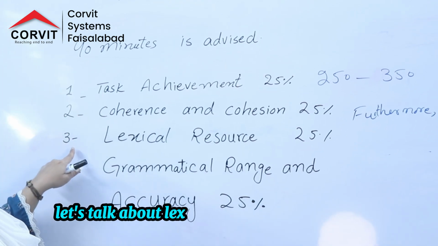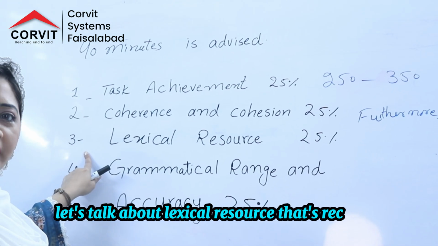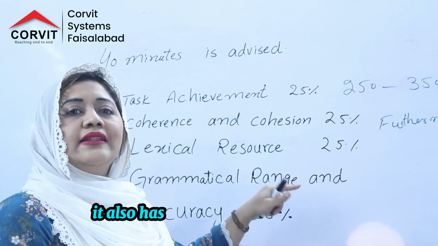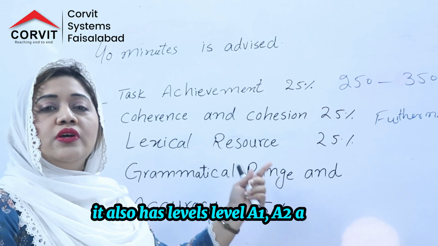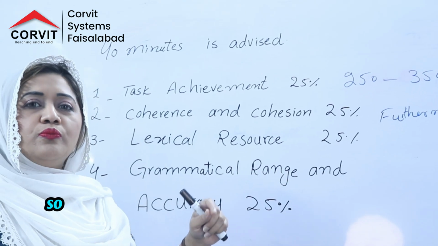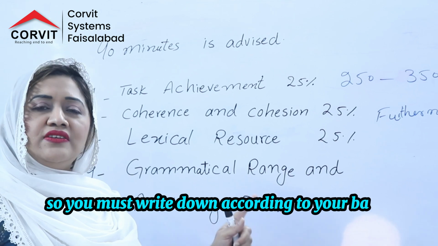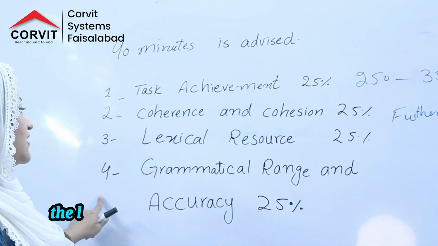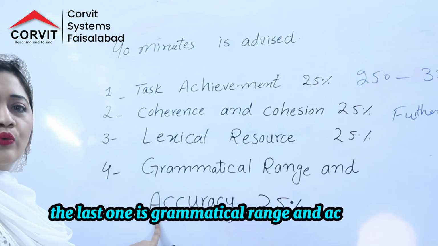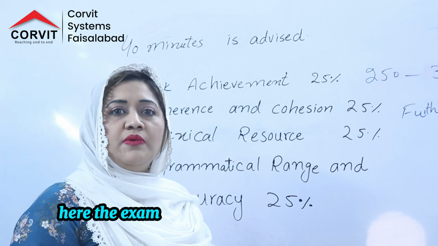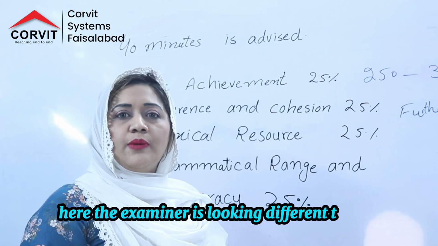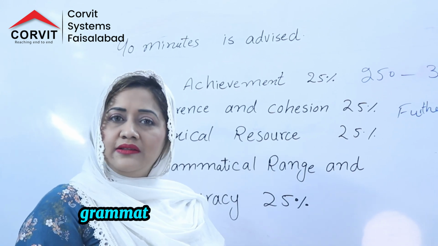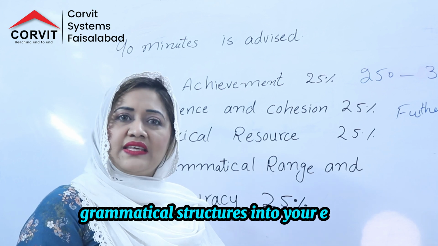Let's talk about the lexical resource, that's vocabulary. It also has levels, level A1 to C2. So you must write according to your band score. One last one is grammatical range and accuracy. Here the examiner is looking for different types of grammatical structures in your essay.